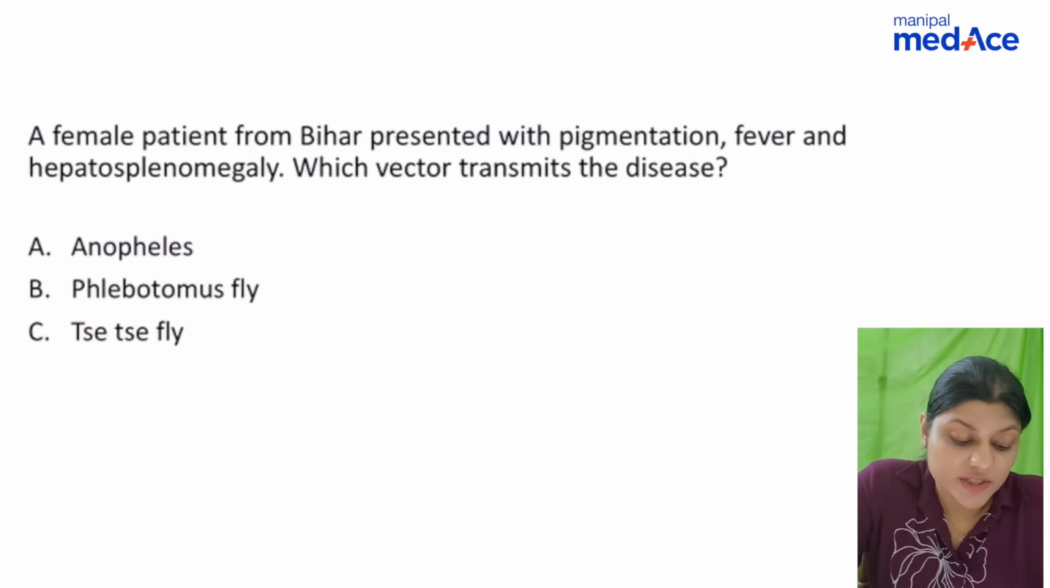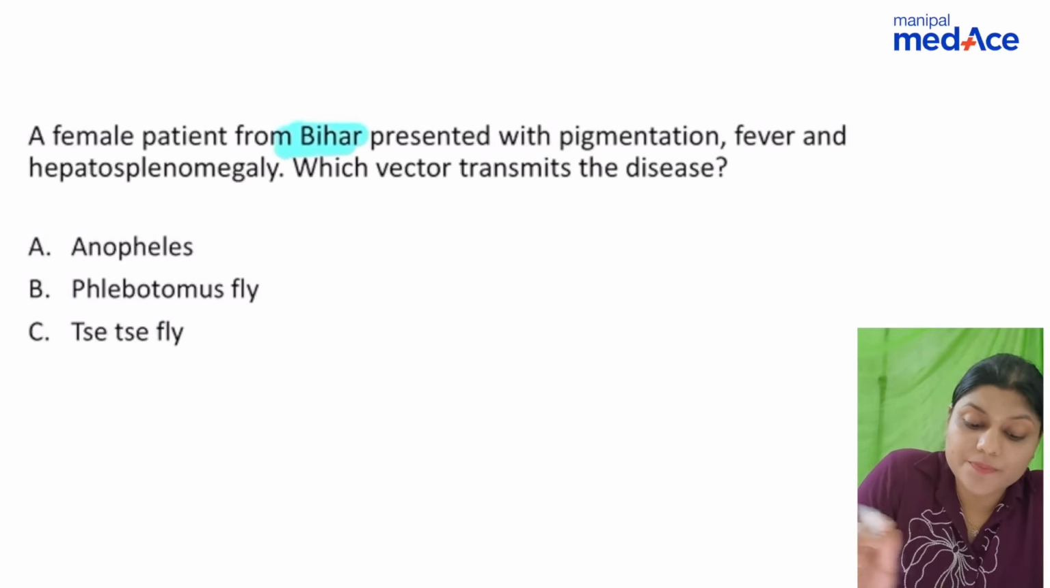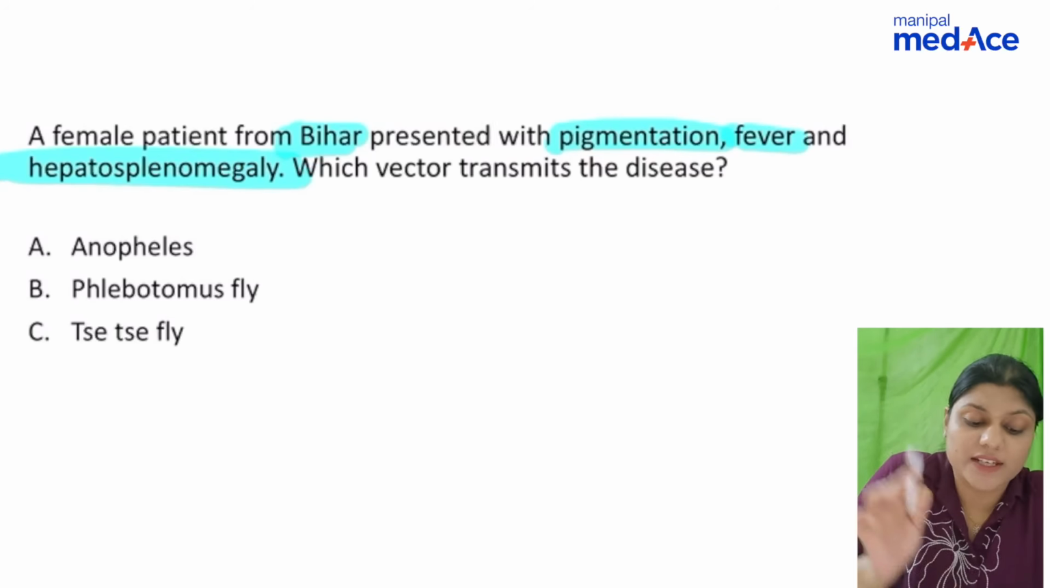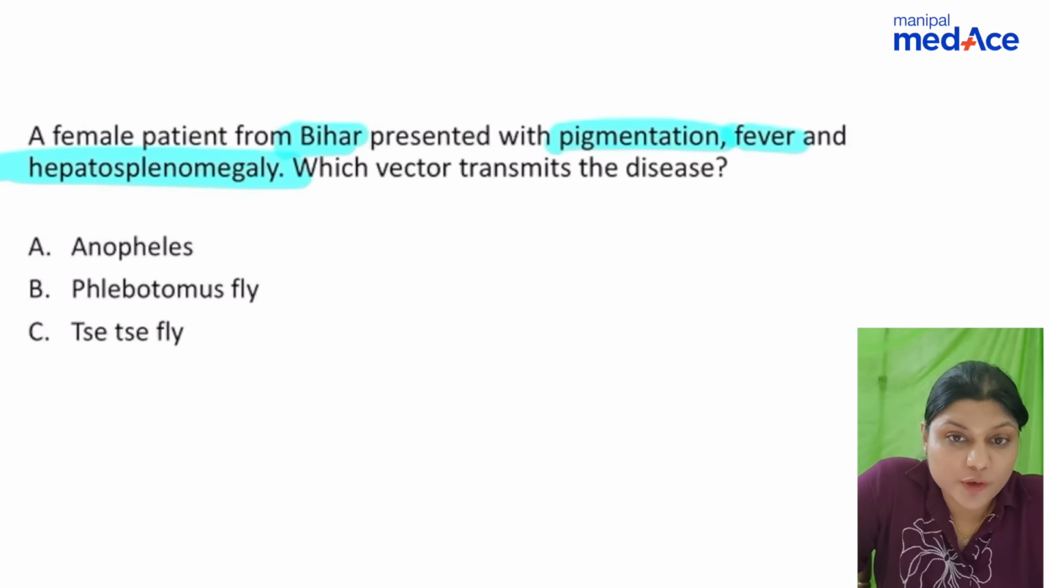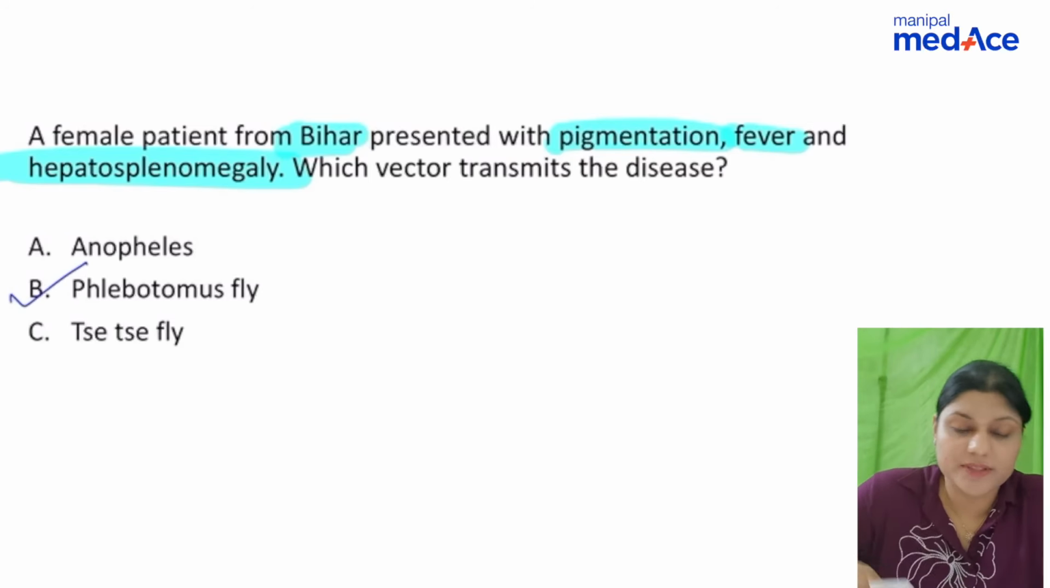Indicative of phrynoderma. So the patient has vitamin A deficiency and the cutaneous manifestation is phrynoderma. The next question: a female from Bihar presented with pigmentation, fever and hepatosplenomegaly. Which vector transmits the disease? The keywords are Bihar, pigmentation, fever and hepatosplenomegaly, indicative of visceral leishmaniasis caused by the sandfly Phlebotomus argentipes. So the right answer is B, Phlebotomus.